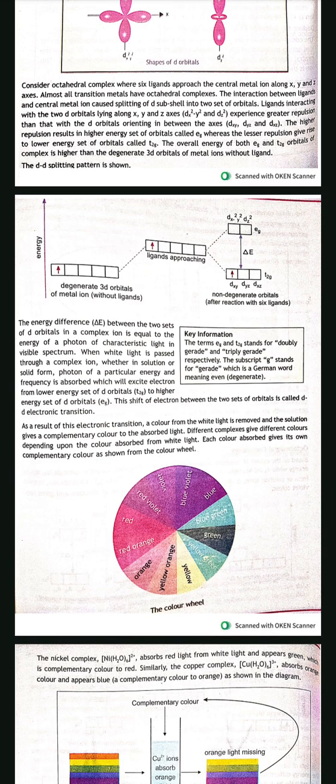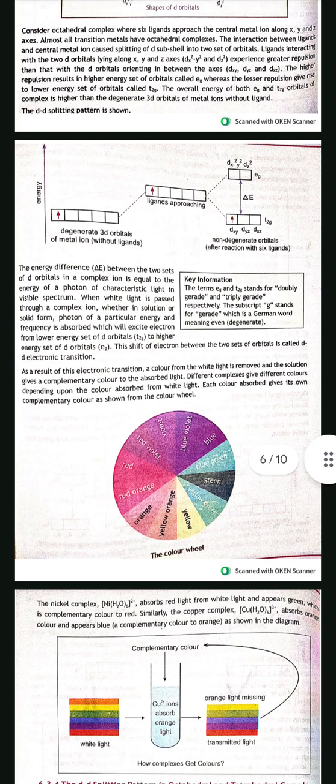So consider an octahedral complex. While six ligands approach the central metal ion along x, y and z, interaction between ligands and the central metal ion causes splitting of the d subshell. Ligands interacting with the two d orbitals along x, y and z experience greater repulsion than with the d orbitals oriented in between the axes. The higher repulsion results in a high energy set of orbitals called Eg, whereas the lesser repulsion gives rise to the lower energy set of orbitals called T2g. First is the Eg and second is the T2g.